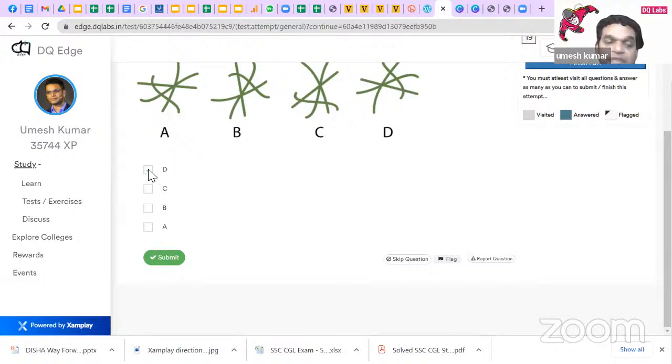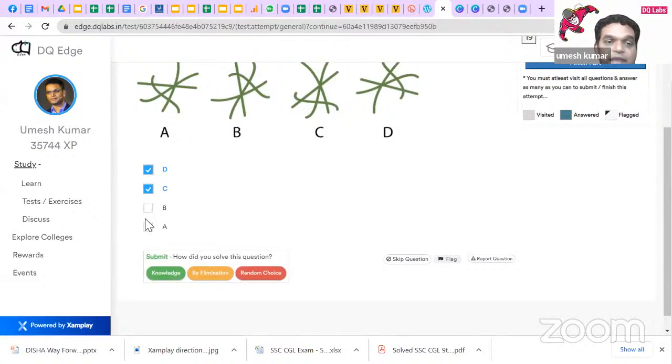So you choose your answer options, maybe 1, 2, 3, 4, or A, B, C, D, whatever it is. Okay, but just observe what happens to the submit button. So let us say D, C, and B are the right answers. Okay. So once I click on these, you see these 3 options that are being asked. It will say, how did you solve this question?